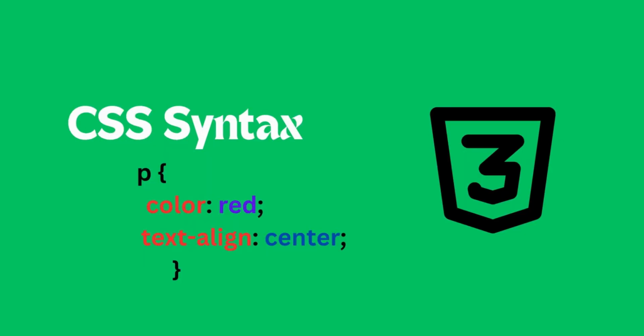In this example, all p elements will be center-aligned with a red text color. P is a selector in CSS. It points to the HTML element you want to style, P. Color is a property, and red is the property value. Text-align is a property, and center is the property value.